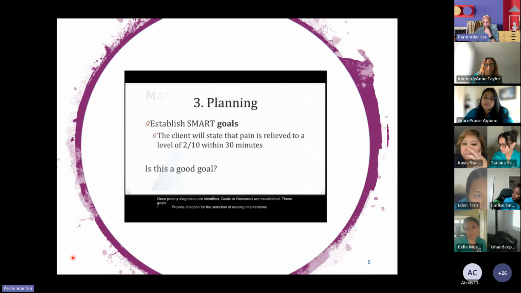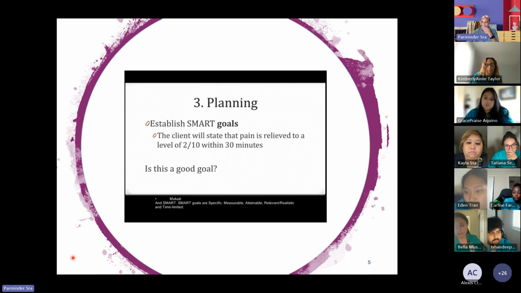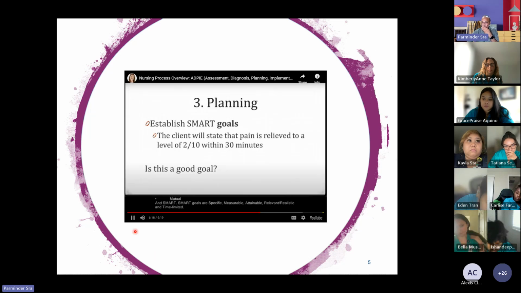Once priority diagnoses are identified, goals or outcomes are established. These goals provide direction for the selection of nursing interventions, provide a focus for evaluation, are developed in consultation with the client, and can be short or long term. Goals or outcomes must be client-centered, singular, mutual, and SMART. SMART goals are specific, measurable.